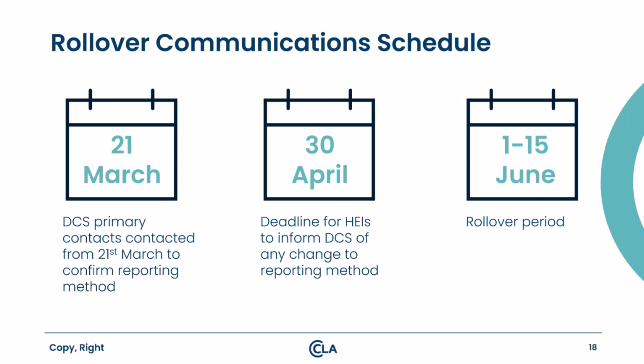For all institutions that reported manually last year, please let us know if you will be reporting via the DCS this year. Again, the deadline to inform us of any changes to your reporting method is the 30th of April. And if you're unable for any reason to roll over yourself, please let us know and we can roll over for you. That's just going to institutions and just clicking on the rollover button. Again, rollover is between the 1st and the 15th of June.